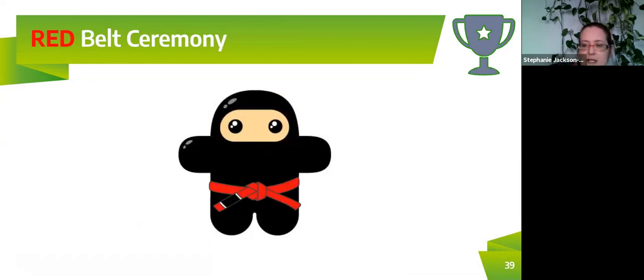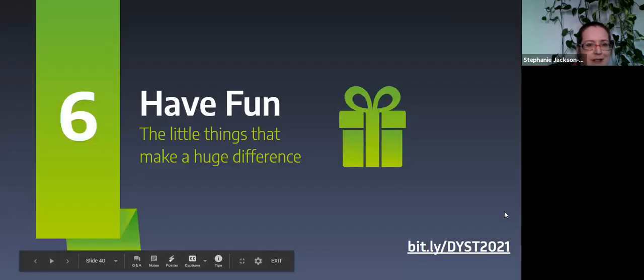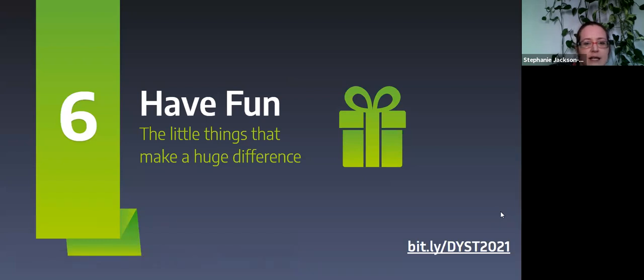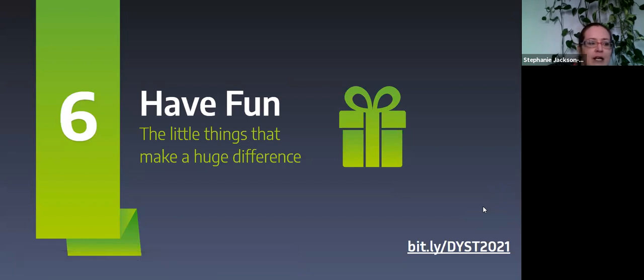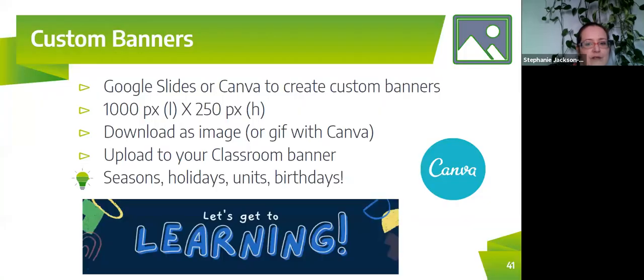We've got about 5 minutes to get you your black belt by having a little fun in Google Classroom. And it really is the little things that can make a huge difference. I know it's cliche, but when you're working with kids and when you're working with adolescents, the little things that you can do to really engage them and make it kind of fun can just make a world of difference.